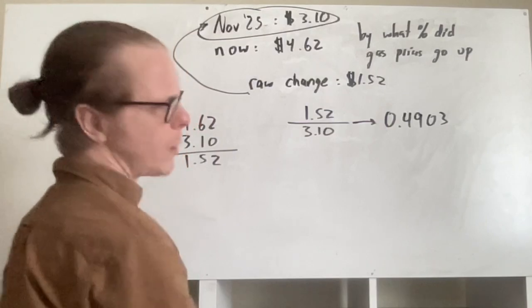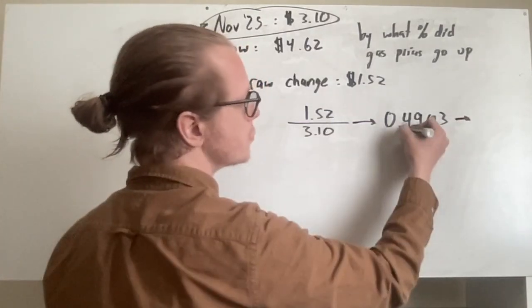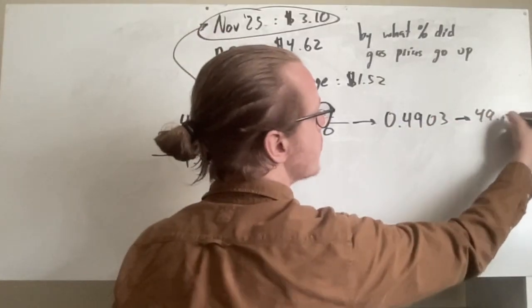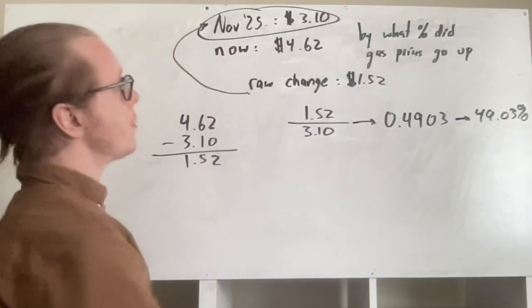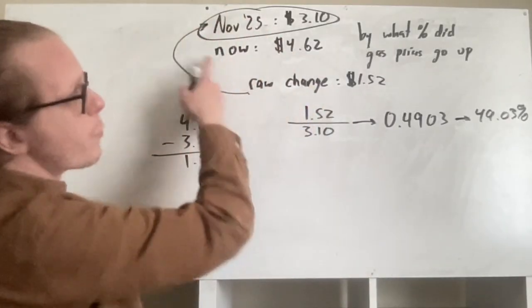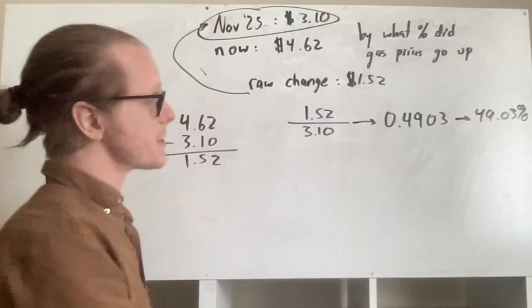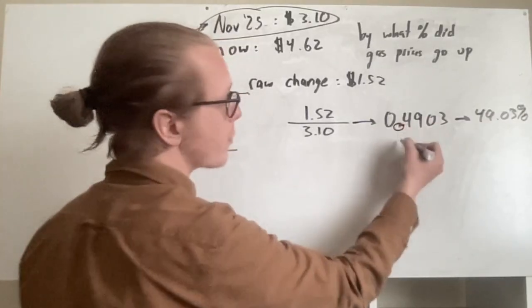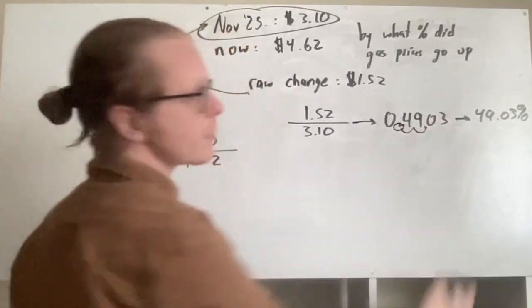Okay, so what percent does this represent? Well, move our decimal 2 spots over, 49.03%. Okay, so this represents a roughly 49% increase in price. Again, to go from a decimal to a percent, we're going to move our decimal 2 spots over.